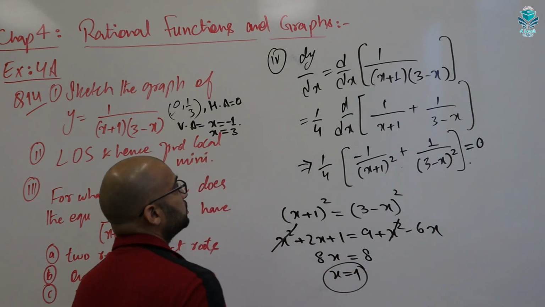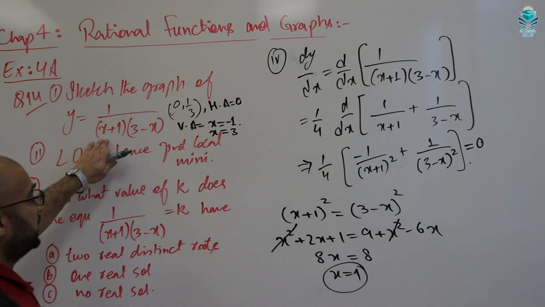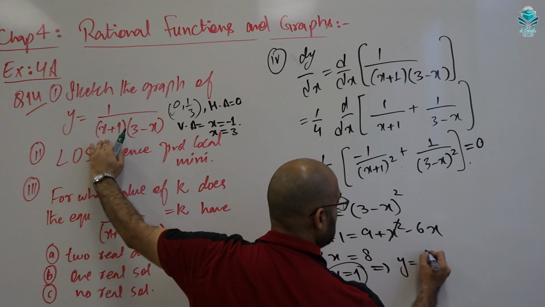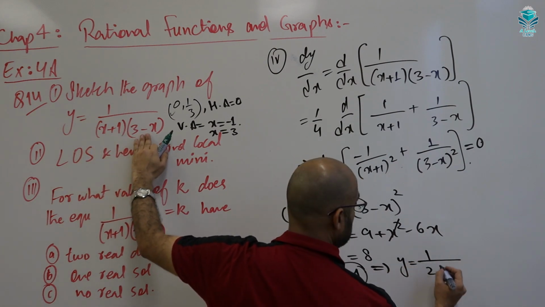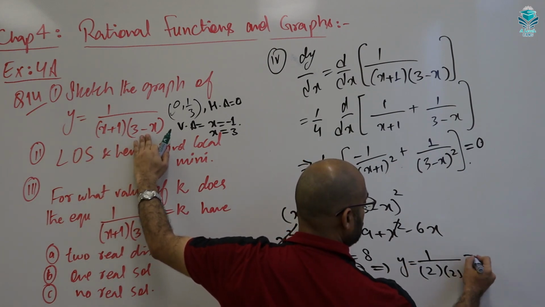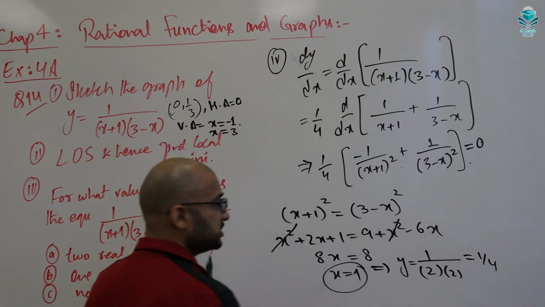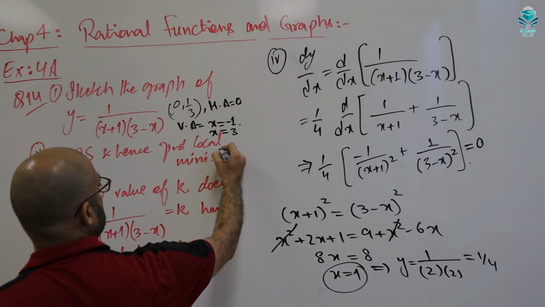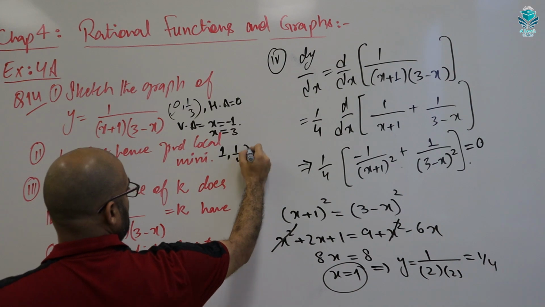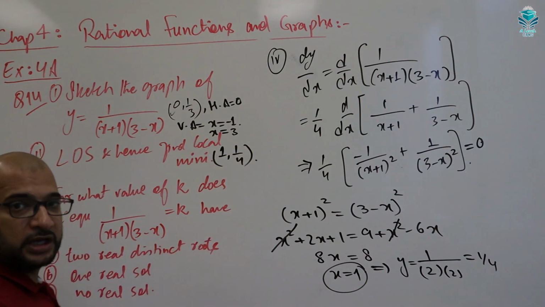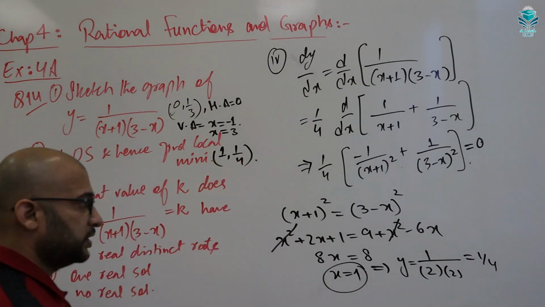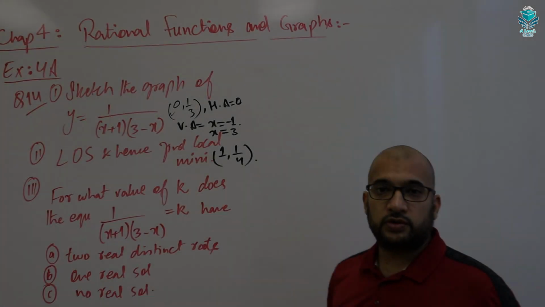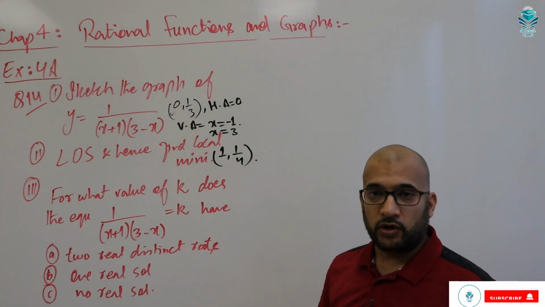So at x equal to 1, what is y? 2 and 2 mean 1 by 4. Hence the critical point, or the stationary point, is (1, 1/4). It means the turning point of the function exists at this point. Students, now we are able to plot the graph.